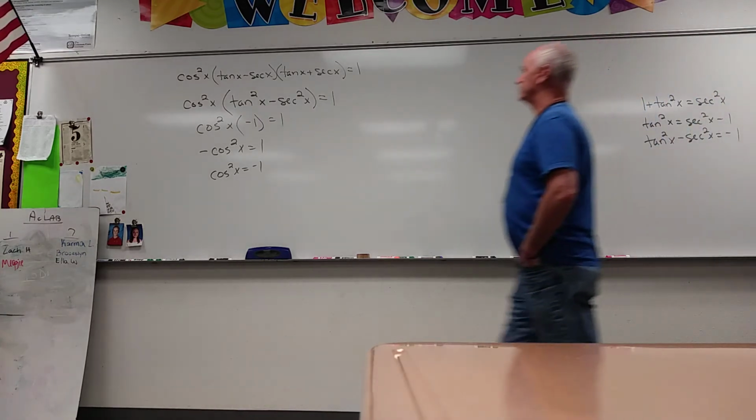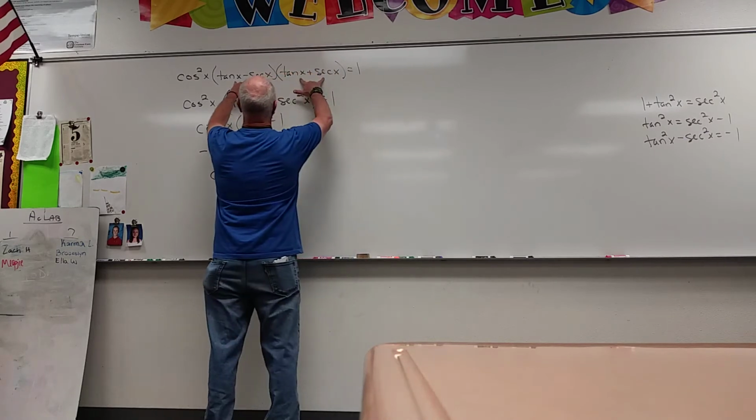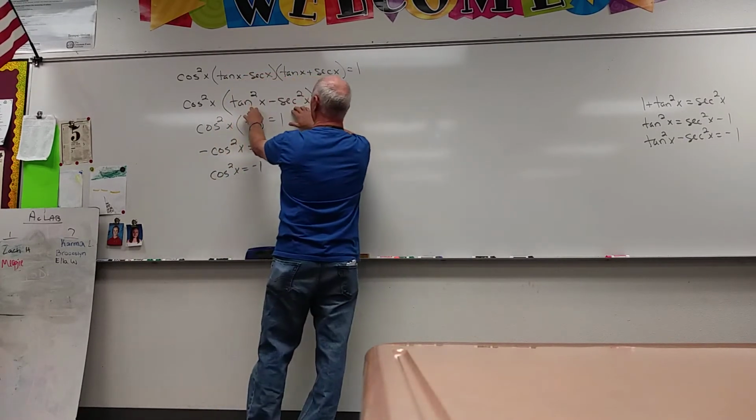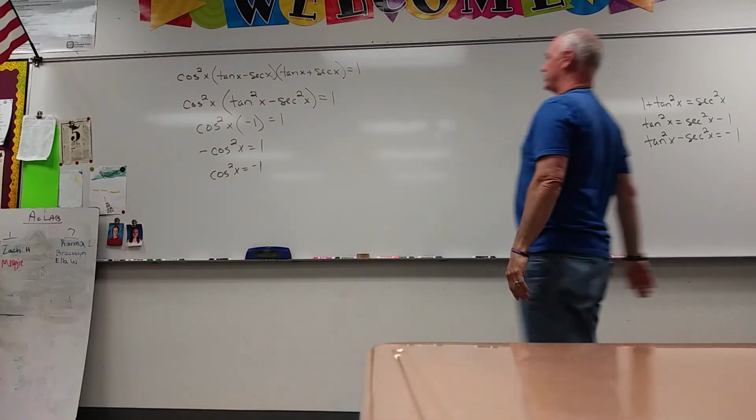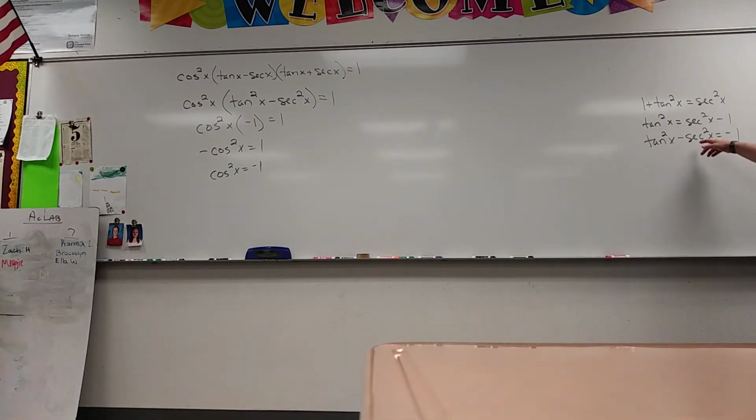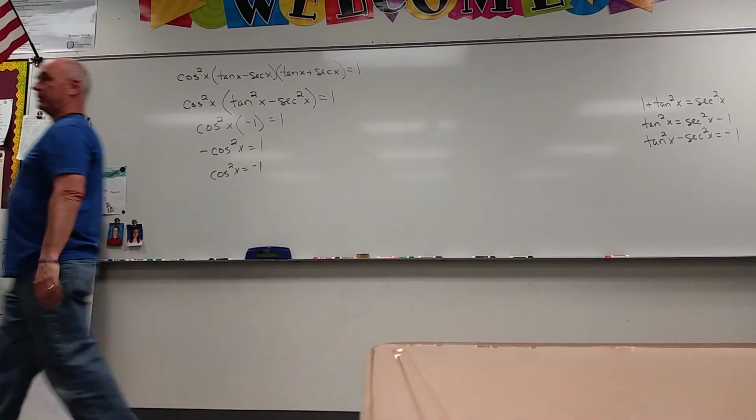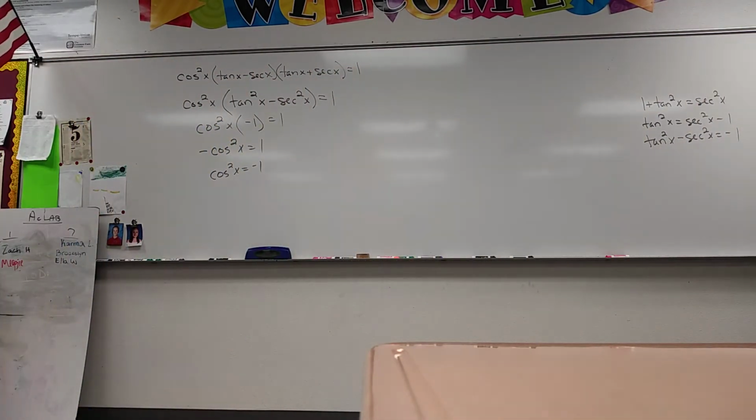The funny thing is, if we had flipped these around, which would have given secant squared minus tangent squared, then we would have been okay. It would have been a conditional statement, because we would have had cosine squared of x equals positive 1. It's not true all the time, but it can happen.